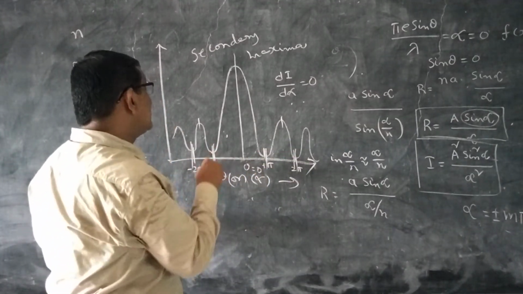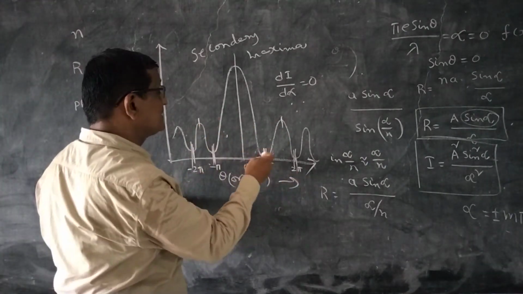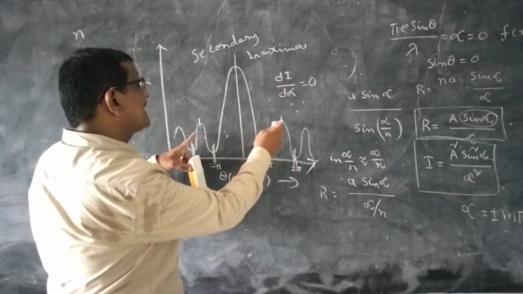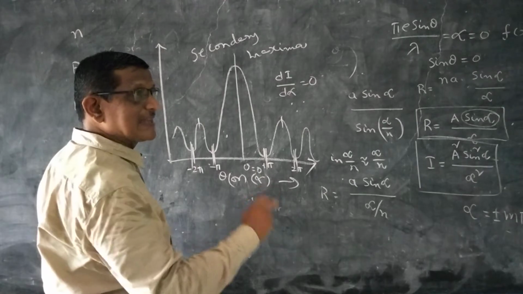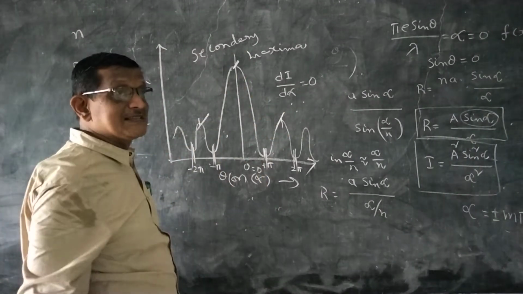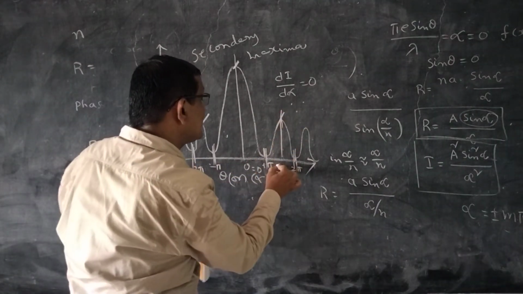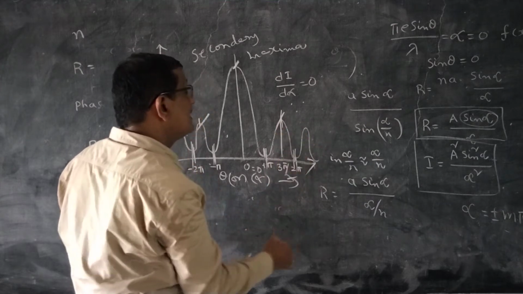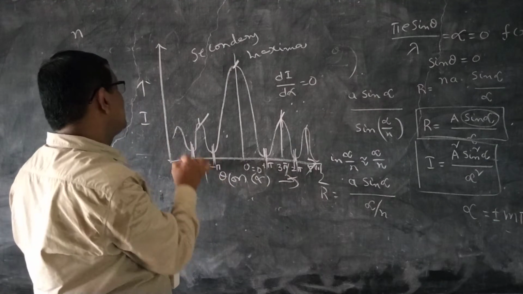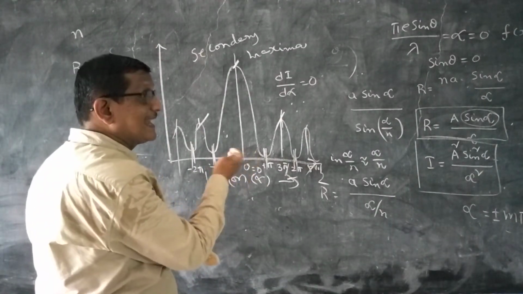And again there is another maximum on either side, that means on the left hand side and at the same time on the right hand side also. These maxima are termed as secondary maxima. This is the principal maximum. Secondary maxima lie between pi and 2 pi, that means at 3 pi by 2, and again at 5 pi by 2, and also at minus 3 pi by 2 and minus 5 pi by 2. And again the diffraction pattern is formed on either side.